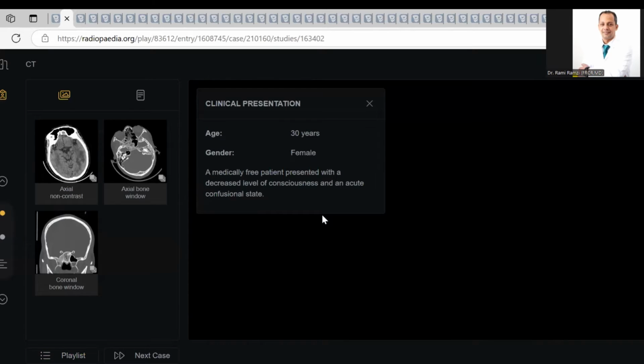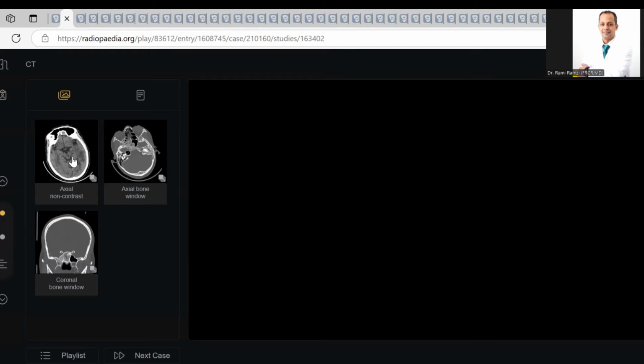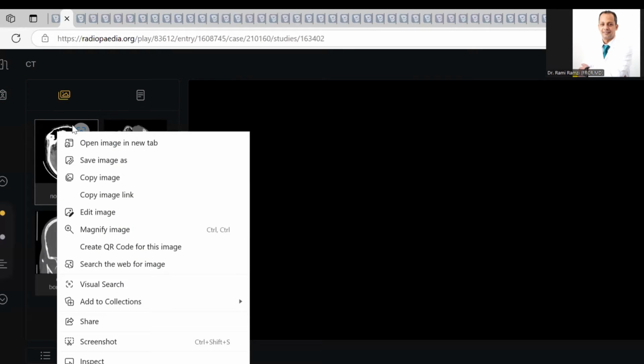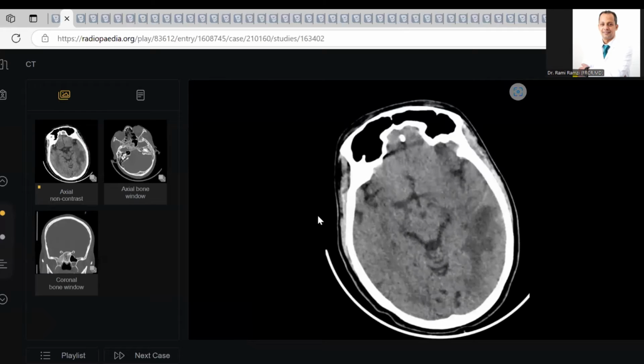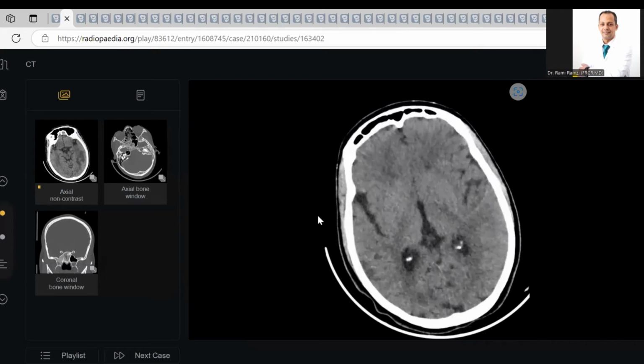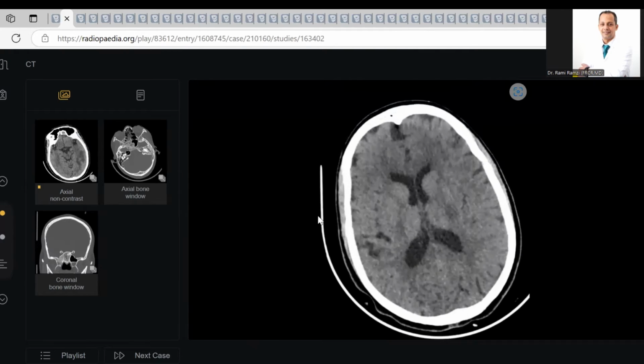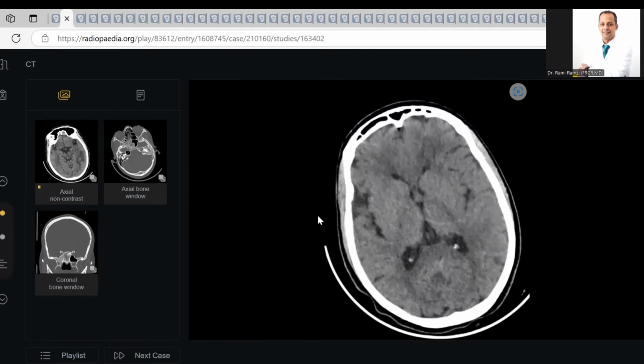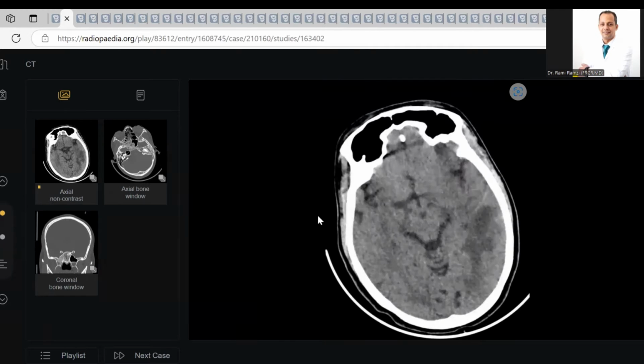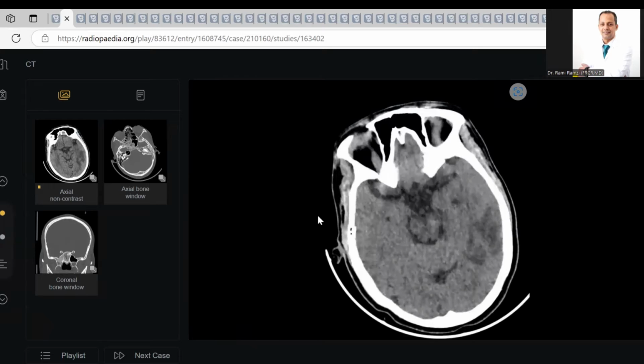30-year-old female patient, medically free, presented with a decreased level of consciousness and an acute confusional state. Okay, I have been provided with axial CT images of the brain of a patient who presented with the complaint of acute confusional state and altered consciousness.